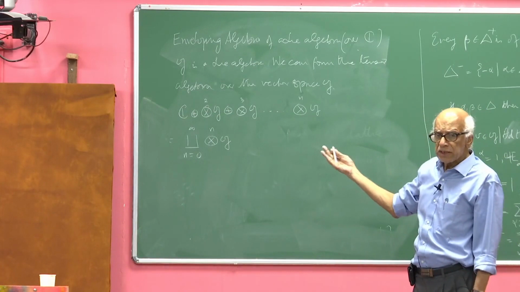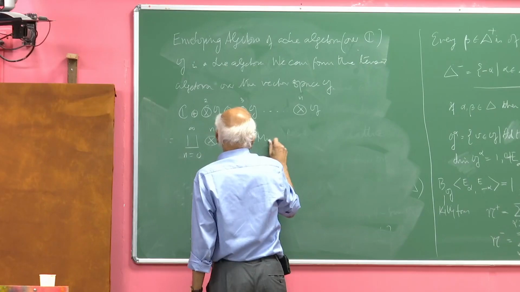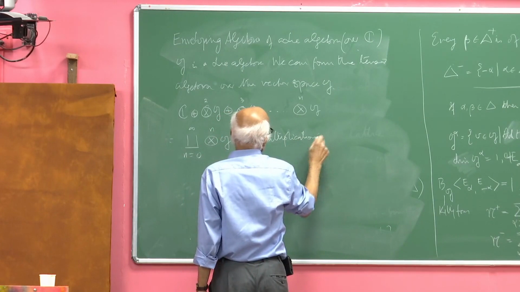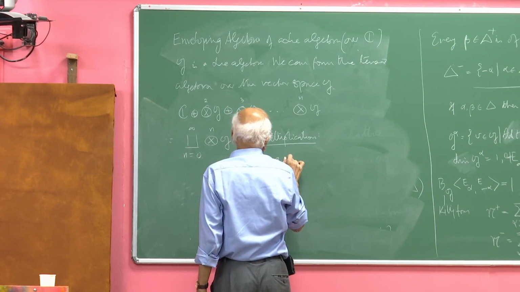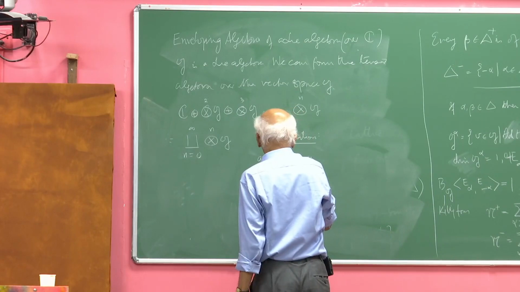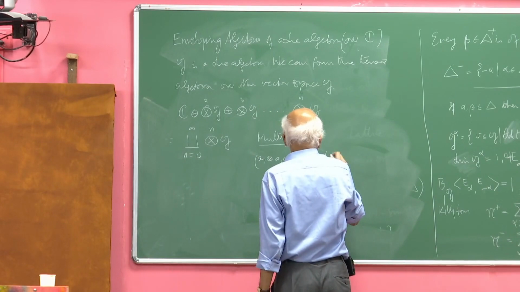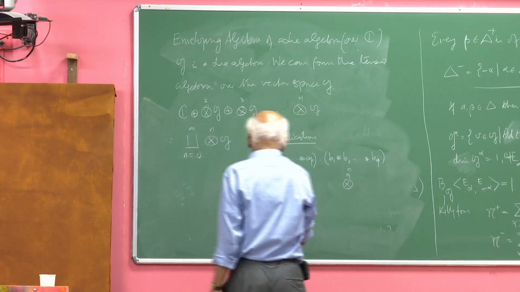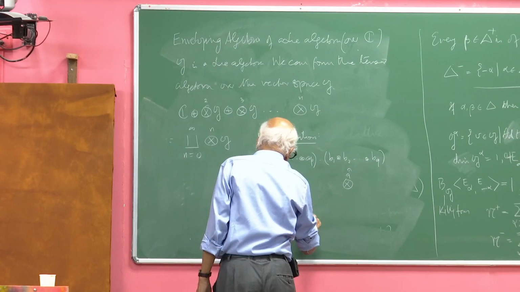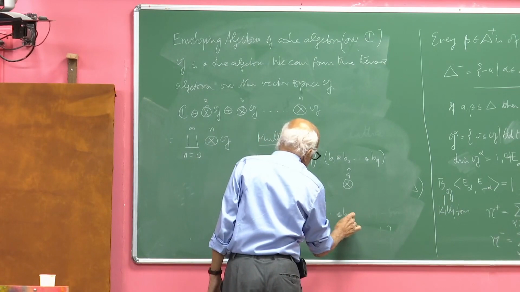It can be made into an algebra in an obvious way, namely, the multiplication is defined as follows. You take A1 tensor ... tensor AP, this is in tensor P, times B1 tensor B2 tensor ... tensor BQ. It is just got by juxtaposition of the two. Namely, you just write A1 tensor A2 etcetera tensor AP, tensor B1 tensor B2 etcetera tensor BQ. That is the definition of multiplication.